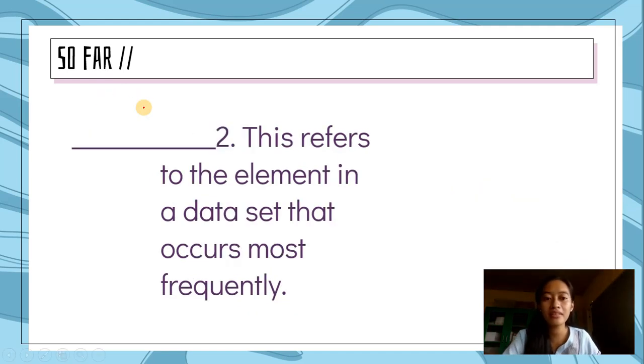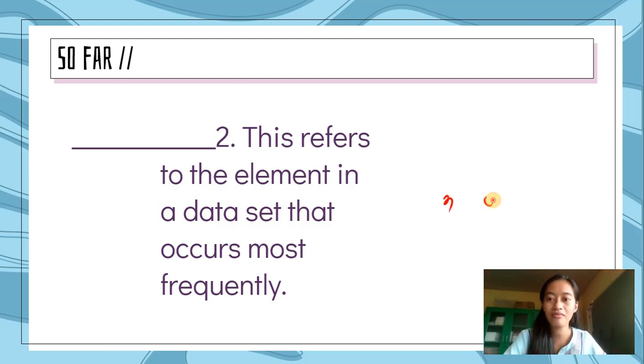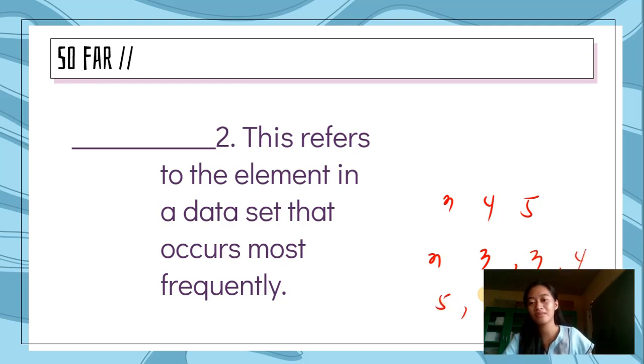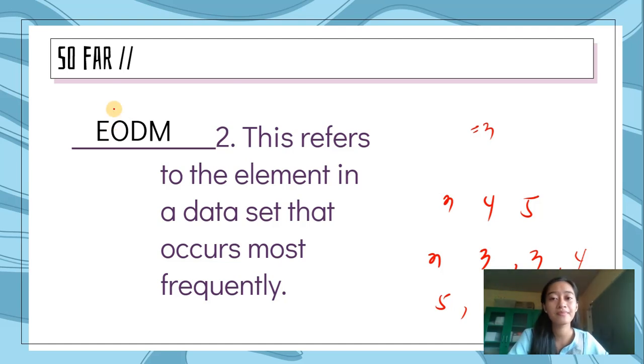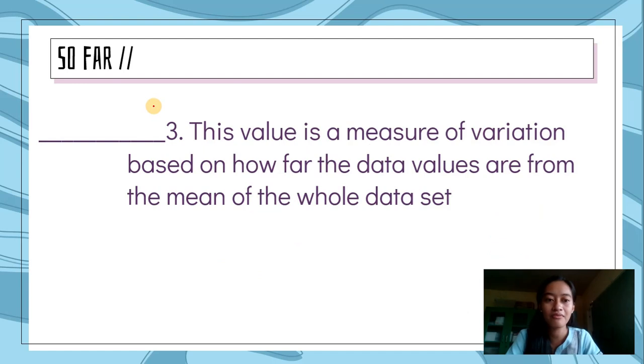Next, this refers to the element in a data set that occurs most frequently. You have a 3, you have a 4, you have a 5, another 3, another 3, another 3, and then comes 4, a 5, and a 5, and so on. So the most frequent element in this set is 3, and that is the mode.